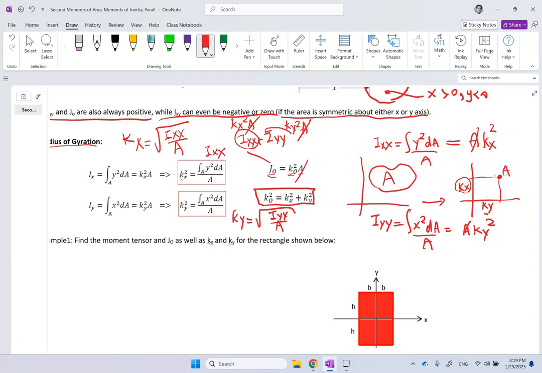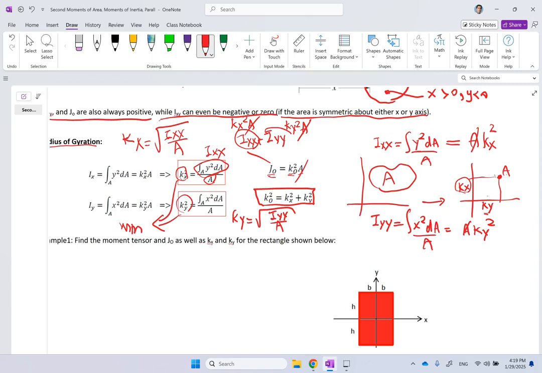Now, what's the unit of this k? Clearly, the unit is the unit of length. Why? Because this is L to the 4, and this is L squared, so the division gives L squared, and this is kx squared. So the unit for both kx and ky is a unit of length, like millimeter, inch, feet, or meter. So they are really some physical distance, because their unit is a unit of length.